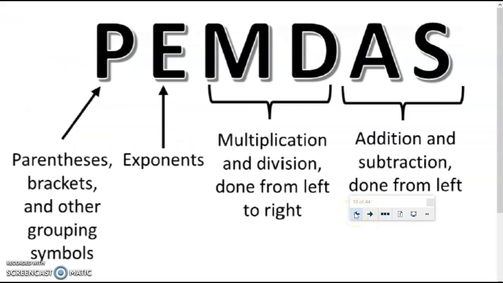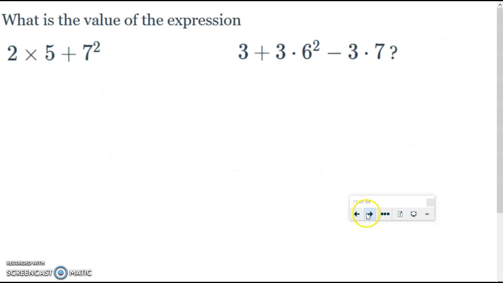Alright, so basically it's just order of operations. And you may have heard of PEMDAS, where you do parentheses or brackets or any other groupings first. Then you do exponents next, and then you do multiplication or division, and then you do addition or subtraction. And when you do multiplication or division, addition or subtraction, you do it from left to right. Left to right. Alright, so let's take a look at a few examples.